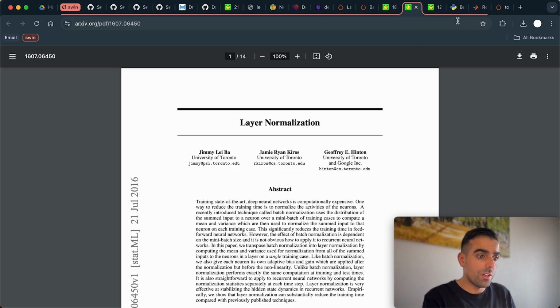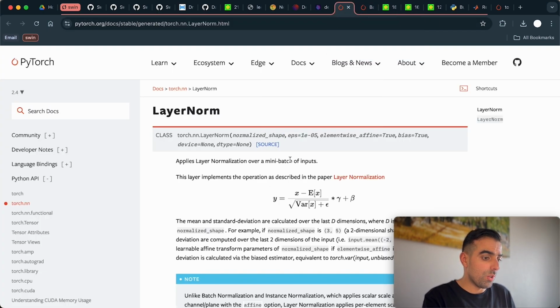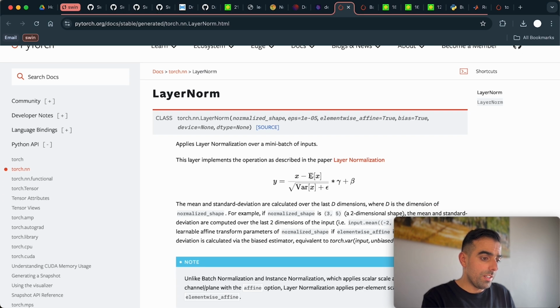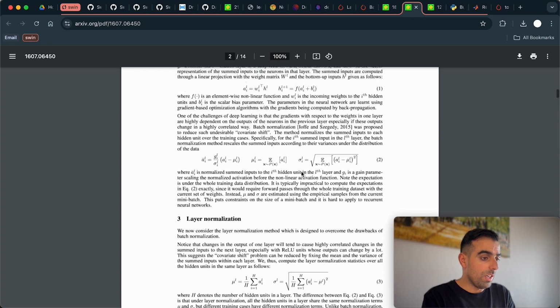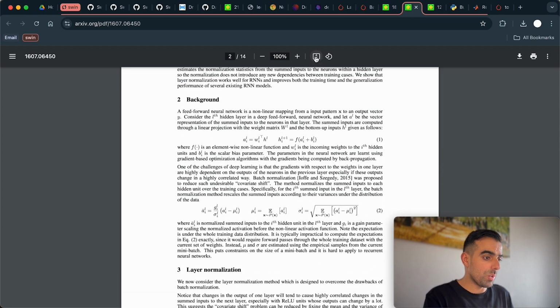So if you check the PyTorch layer normalization, E[x] is the mean, and this is the standard deviation plus epsilon, just to avoid dividing by 0, and these parameters are optimized with training, just to make the normalization optimizable with the loss at the end of the network. So if you go through this paper, there are two types, the layer normalization and batch normalization.